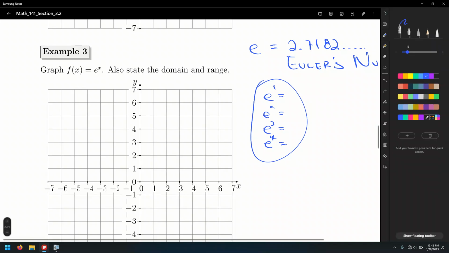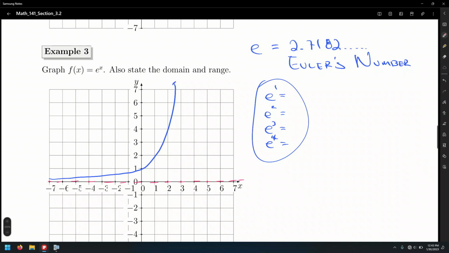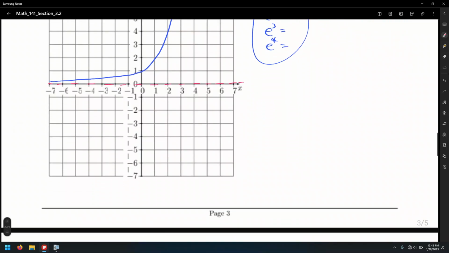And just draw any exponential function with this horizontal asymptote. All right. Let's see what's next.